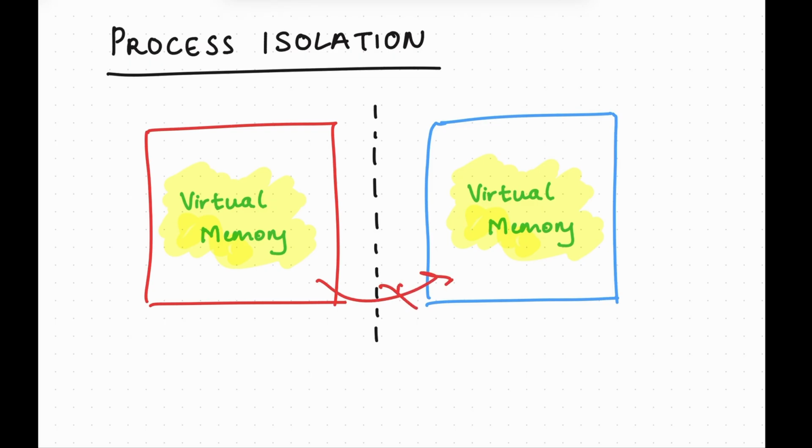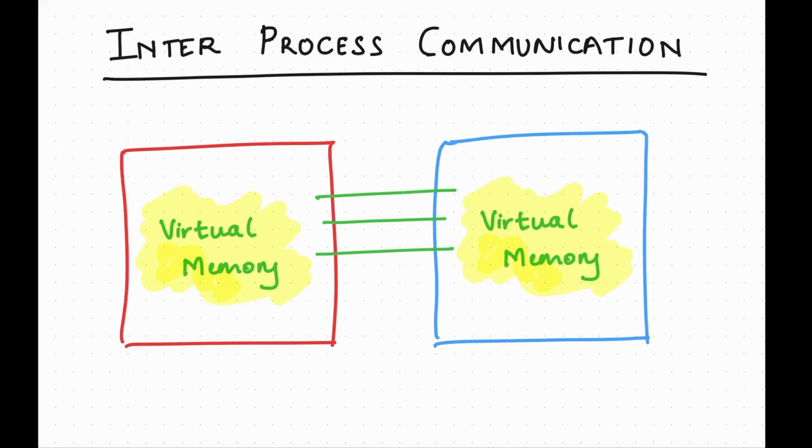Even though two processes may run on the same CPU and use the same RAM, they are not allowed to see each other's memory. To communicate despite this isolation, operating systems provide interprocess communication mechanisms such as pipes, message queues, sockets, and files. These mechanisms rely on copying data. Information is copied from one process into the kernel and then copied again from the kernel into another process.